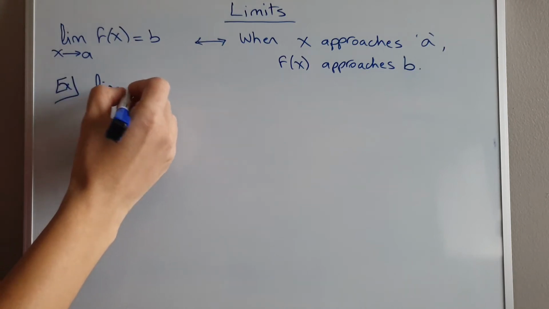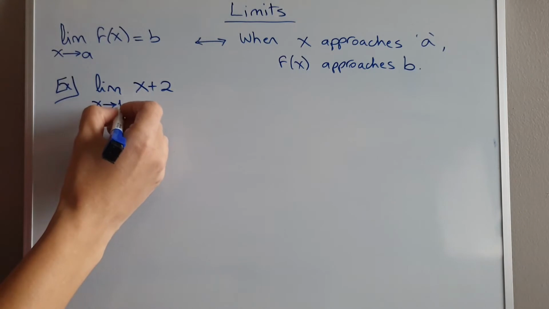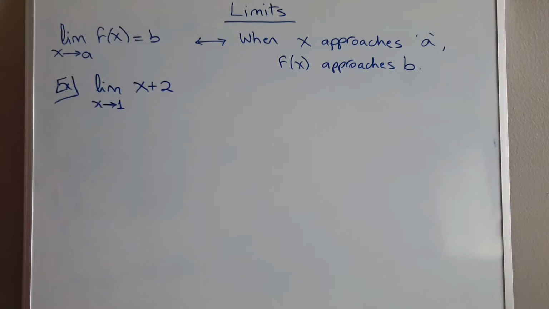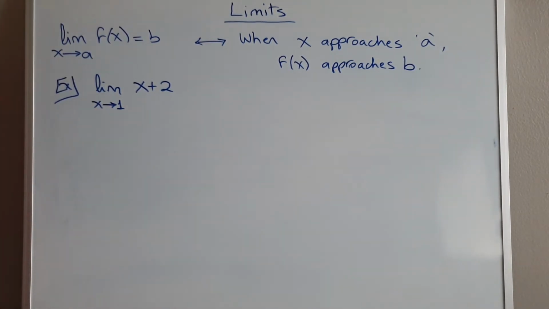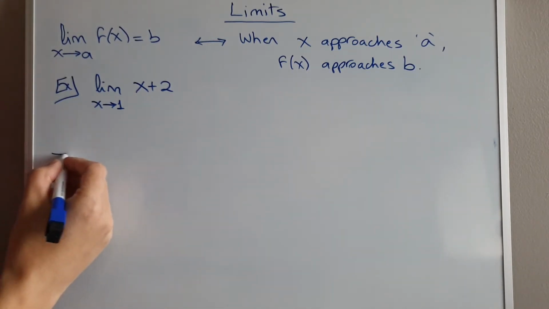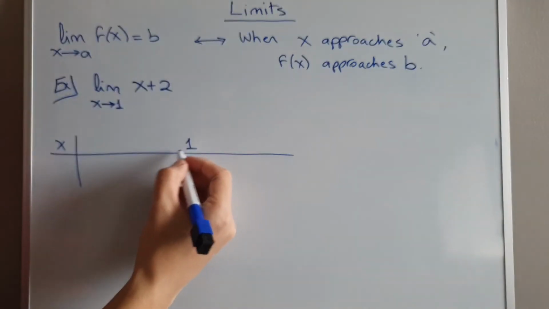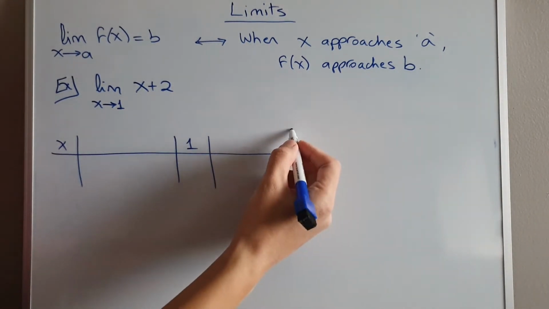If I'm trying to find the limit of x plus 2 as x tends to 1, so my function is x plus 2, a is 1. What does this actually mean? So I'm saying x approaches 1 or tends to 1. This means x is going to take values that are closer and closer to 1, but it will never take the value 1. So if I'm thinking of a number line, and I have the value 1 here, I'm trying to take values that are coming closer and closer to 1.